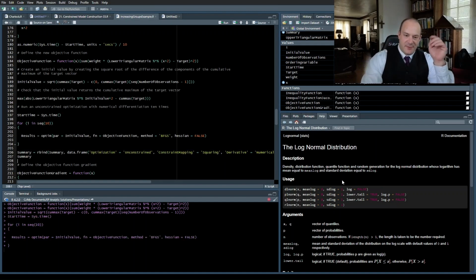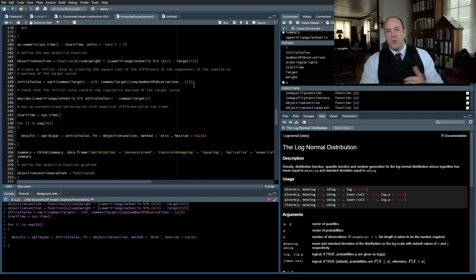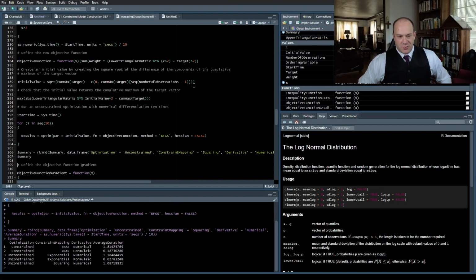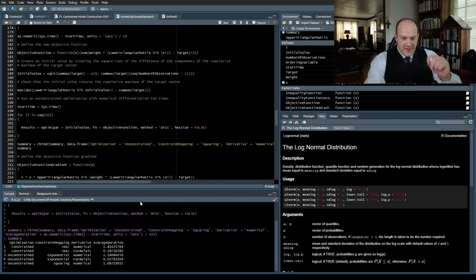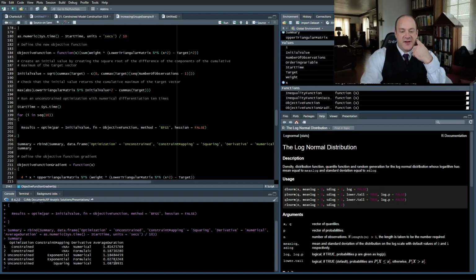So we're going to let this run again, for the sake of comparison. We're going to run it with and without formulaic derivatives. Okay, so there it is. Without formulaic derivatives, it slightly beat the exponentiation constraint mapping, 1.08 versus 1.18.